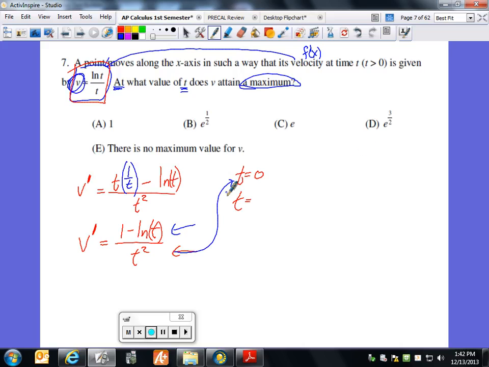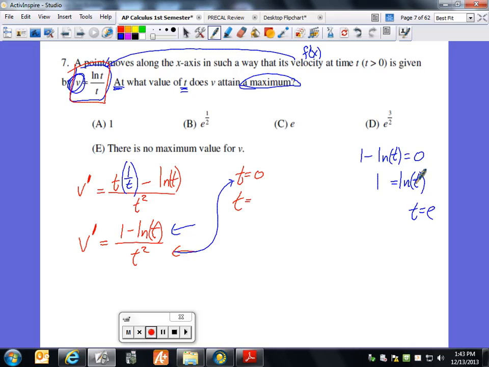So I'm going to set 1 minus natural log of t equal to 0. Therefore the natural log of t is equal to 1. Well, what is t? The natural log of something equals 1. Well, t is going to equal e, because those cancel out and I get 1.